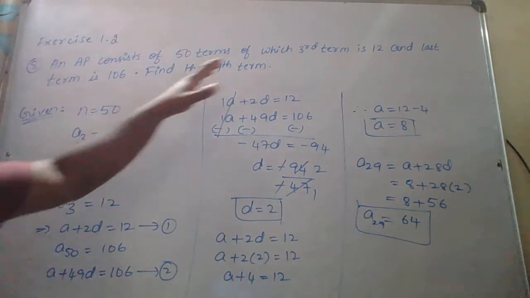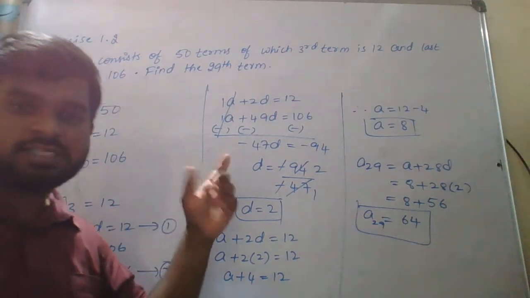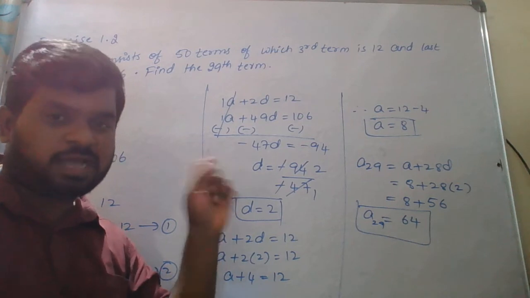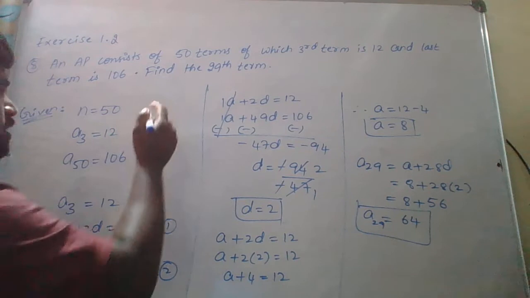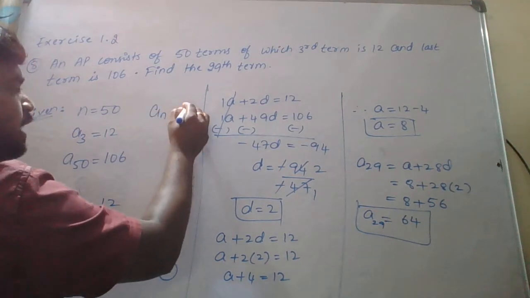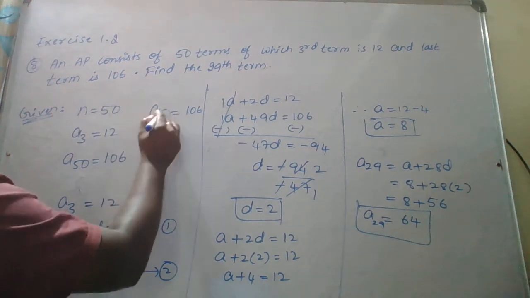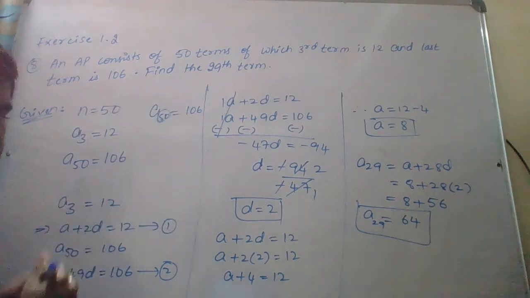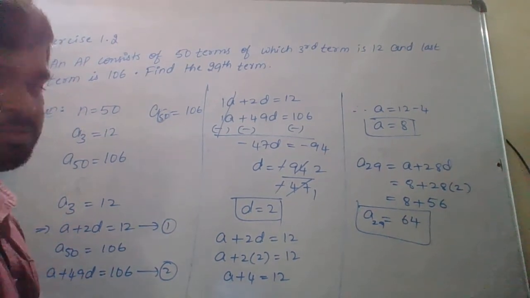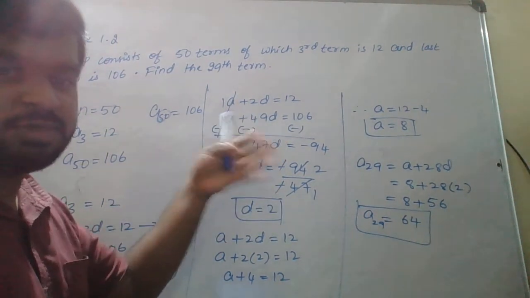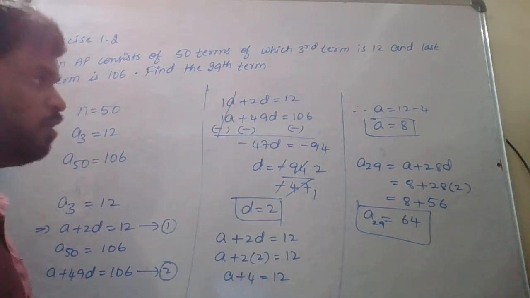Very simple. The third term is 12. Okay, A3 is equal to 12. The last term, usually we take it as AN. But N is given as what? 50, right? Usually if it is the last term, we take it as AN. But N is how much? 50. So therefore it will become A50. That's how we got it. A50 is equal to 106. Okay. Because the last term, right? There are 50 numbers. So the last term is the 50th term. So once you know this, by elimination method, we have solved it.